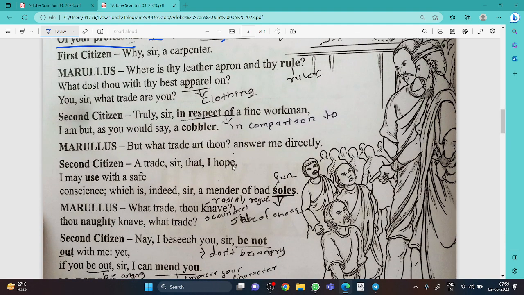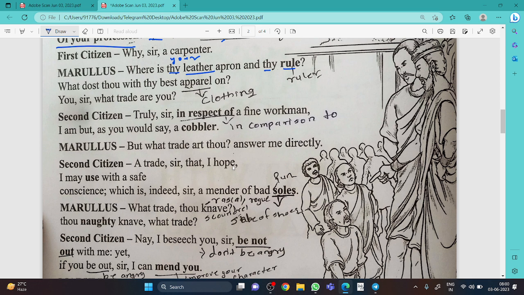marvelous. What is thy? Thy means, beta, I have already taught. Thy means your. What is your leather apron and your rule? Means, where is your leather apron? Actually, Marulus is asking the citizen. Understood? Where is your leather apron, and where is your ruler? Actually, there was a citizen who might be a cobbler. Cobbler means mochi, who used to mend the torn shoes and the slippers and all kinds of things. So he was actually another citizen related to the leather kind of business, shoes kind of business.